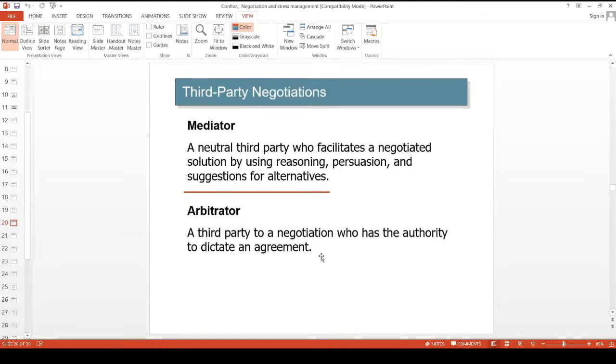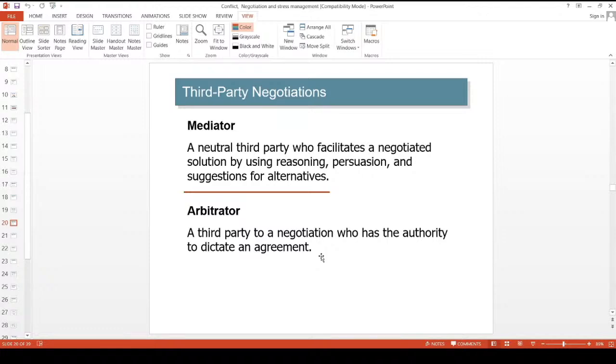There are some other approaches which can be used in negotiation. One is the mediator. We can involve a third party in order to negotiate or to resolve the conflict between the different parties, and that situation is termed mediation. A mediator is a neutral third party who facilitates a negotiated solution by using reasoning, persuasion, and suggestions for alternatives. Whenever there is a dispute between two parties, organizations usually involve a third party, known as a mediator, who will resolve the conflict between these parties. So this setting is termed mediation.